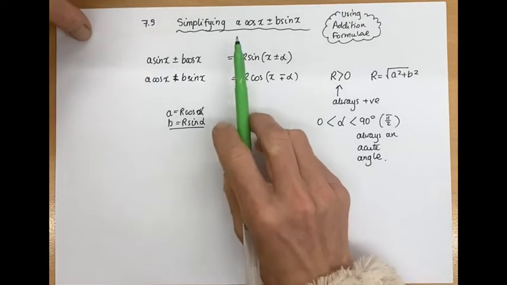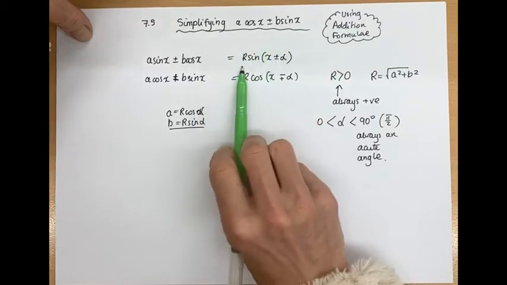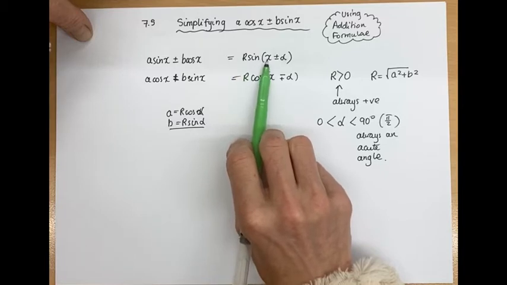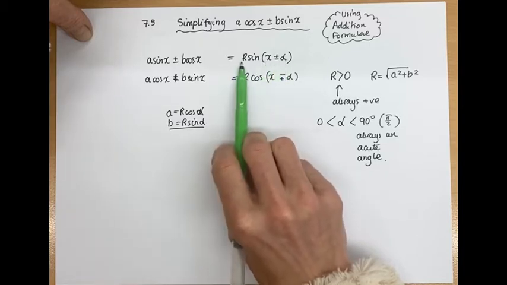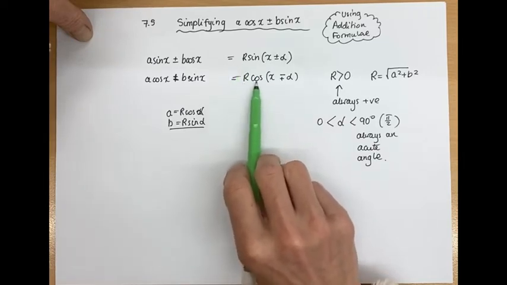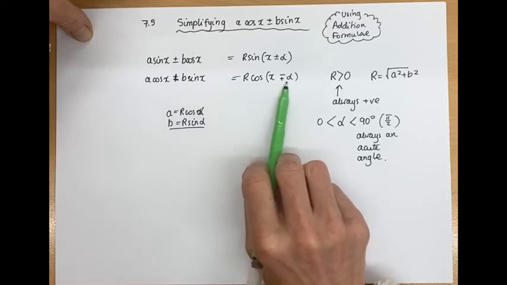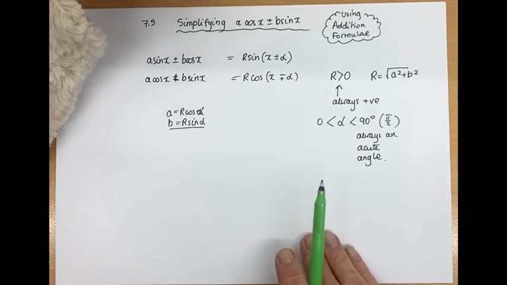So what we're going to do, we're going to replace this sum or difference either as r sine of x plus or minus an acute angle alpha, where r is the constant that's always positive, or as r cos of x plus or minus alpha. So there's two different guises.